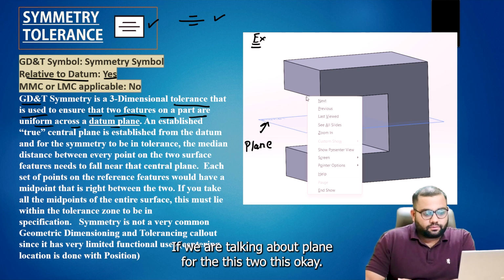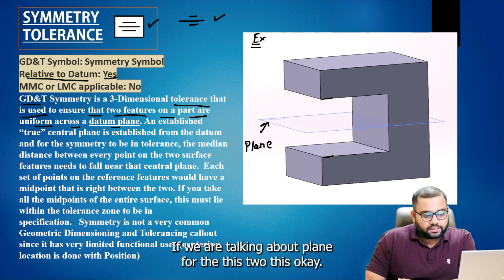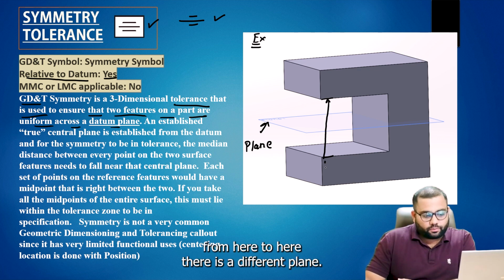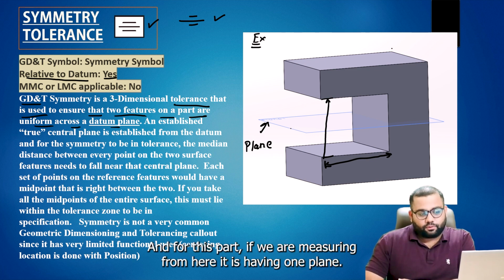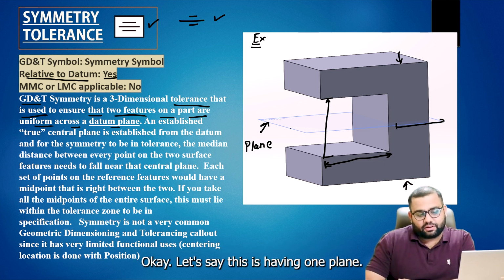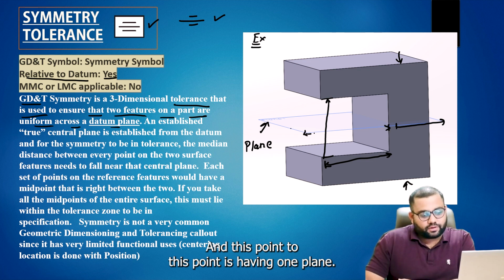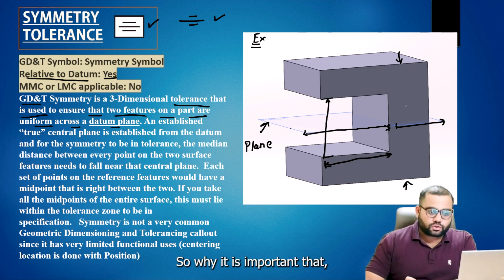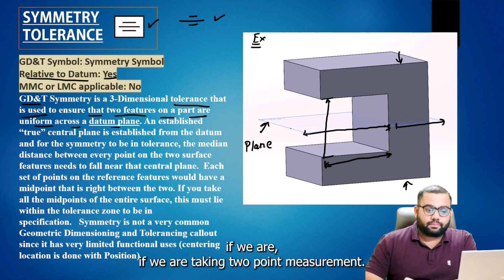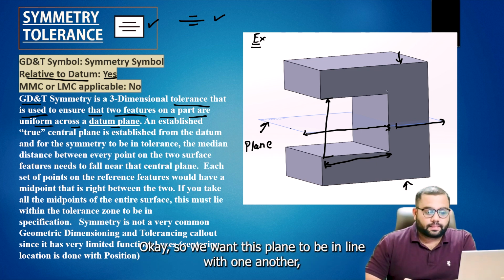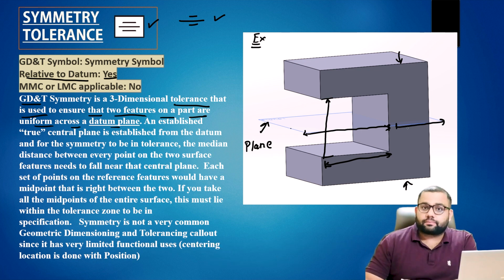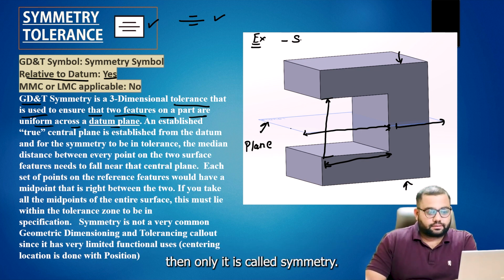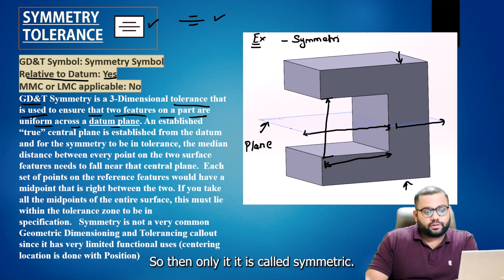If we are talking about the plane from here to here, there is a different plane. And for this part, if we are measuring from here, it has one plane. Let's say this has one plane and this point to this point has one plane, just to understand the concept clearly. Why is it important? If we are taking two-point measurements, we want these planes to be in line with one another, and only then it is called symmetry.